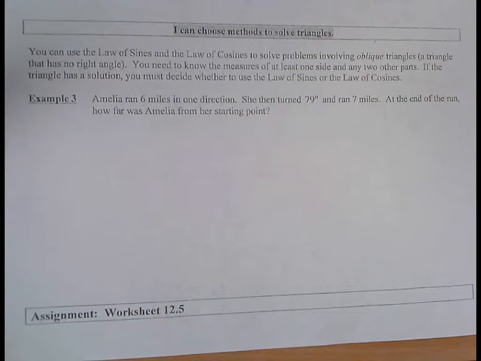So it says Amelia ran 6 miles in one direction. She then turned 79 degrees and ran 7 miles. At the end of the run, how far was Amelia from her starting point? So I want you to work through actually setting up the triangle. I'll walk around, make sure you can get the right triangle set up. And then based on the information you have, determine if law of sines or law of cosines should be used to find what you're looking for.